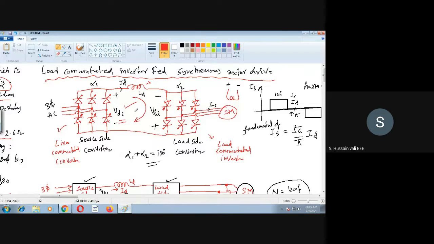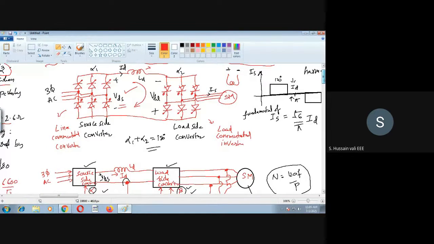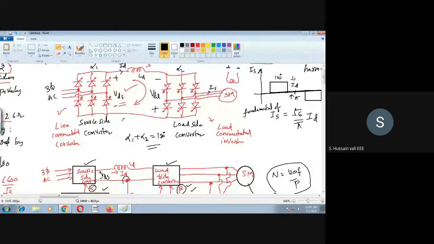So you will apply KVL here. If you apply KVL, this is plus minus, this is minus plus. So what is the answer you will get if I apply KVL here? We'll write the KVL equation. What is the KVL equation? VDS plus VDL is equal to ID into RD, since he has given some resistance of this inductor, and I will put that resistance here as RD. Yeah, this is the KVL equation.